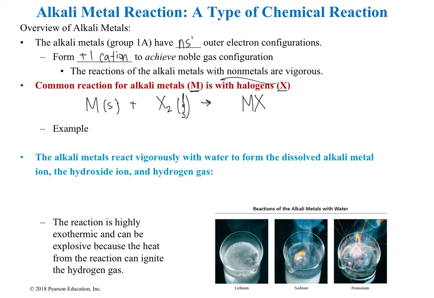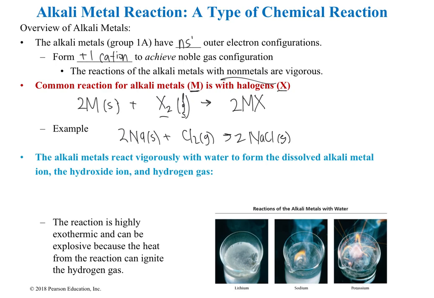Anyway, so then I'm going to balance that. I have 2 halogens, so I need 2 over here. 2 metals now, make 2 metals here. So a common example of this is forming salt, where I have sodium plus chlorine gas reacts to form sodium chloride, our most delicious salt.